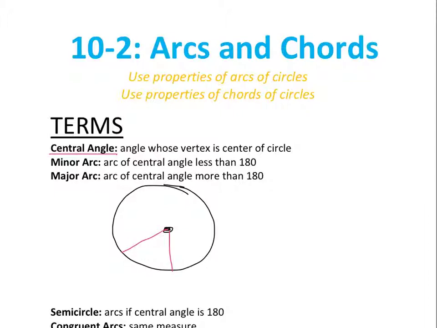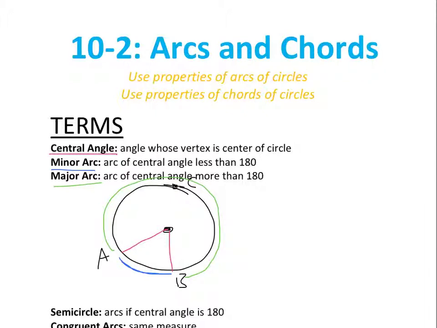Now that's going to create two arcs. One is going to be a minor arc. A minor arc is an arc that's less than 180 degrees. And it's also going to create a major arc. A major arc is going to be greater than 180 degrees. So the major arc is drawn in green, the minor arc in blue.